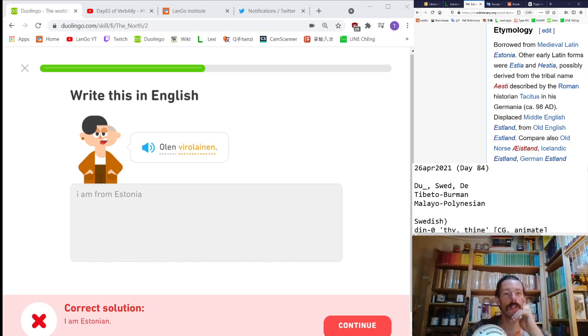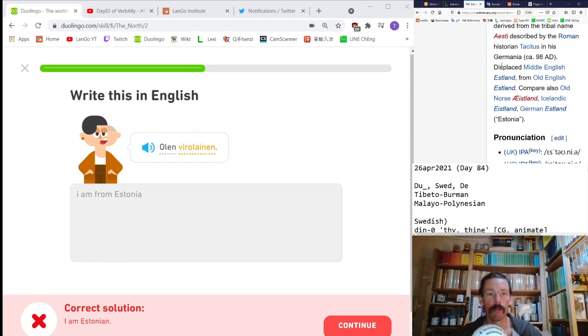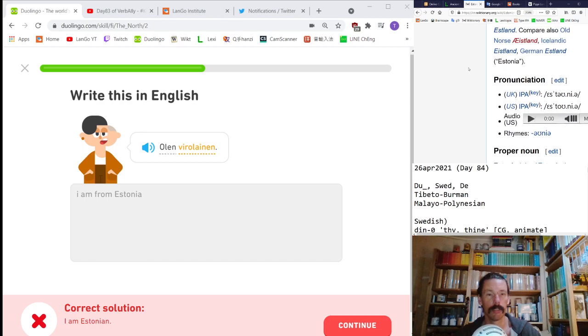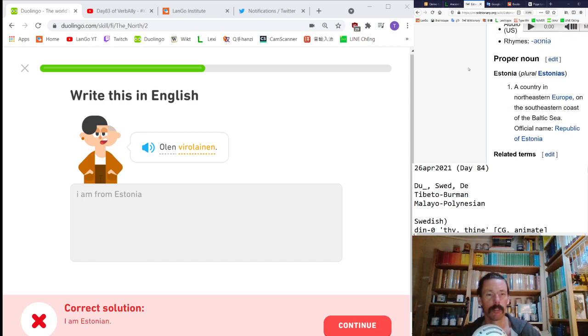Estonia, medieval Latin, Estia, Hestia, possibly derived from the tribal name Aisti, described by the Roman historian Tacitus in Germania. Displaced Middle English Estland and Old Norse Eistland. Interesting.